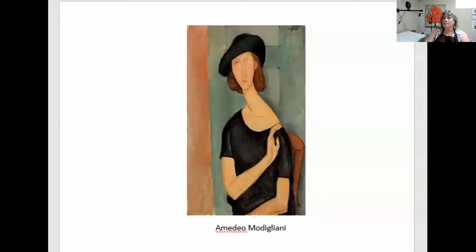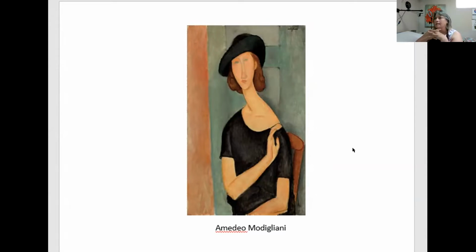Okay, so what we're going to do is we're going to look at some slides first and get some inspiration. Talk about some people who did some interesting portraits in history. And we're going to emulate a couple of them. We're going to try out a few things. Okay, so the first one we're going to start with is Amedeo Modigliani.